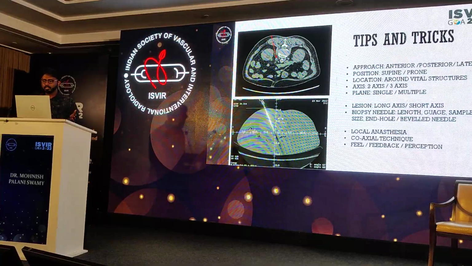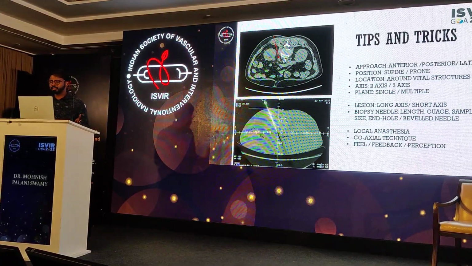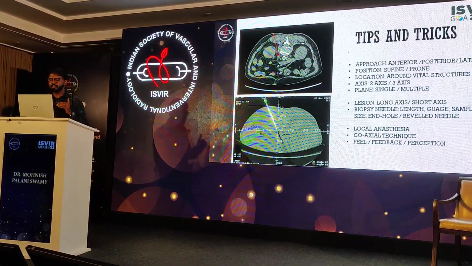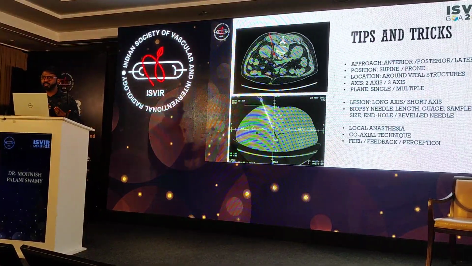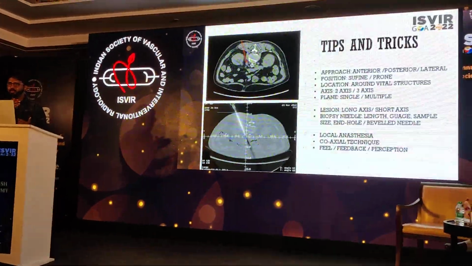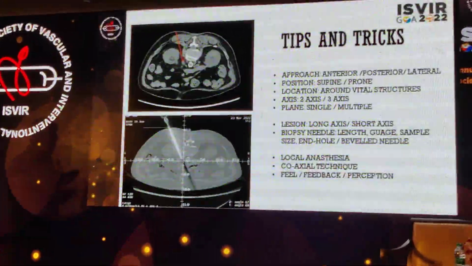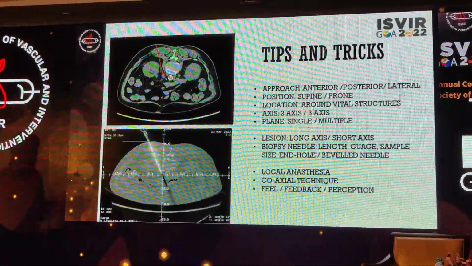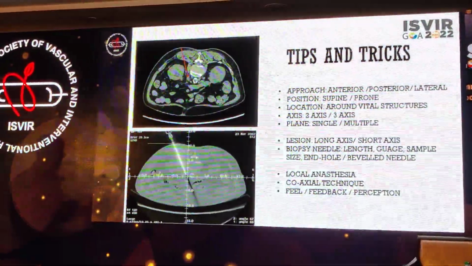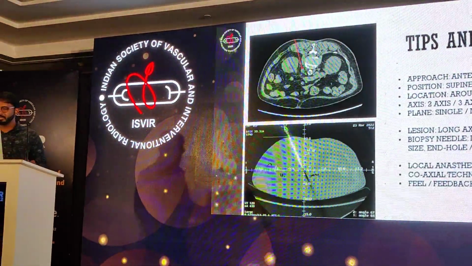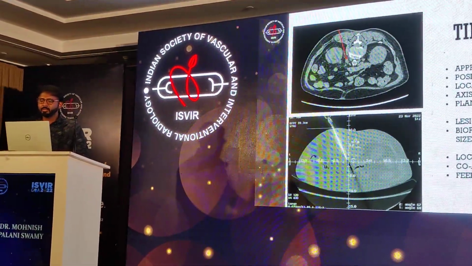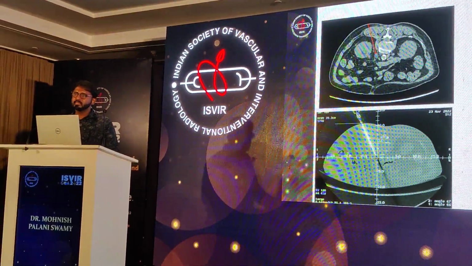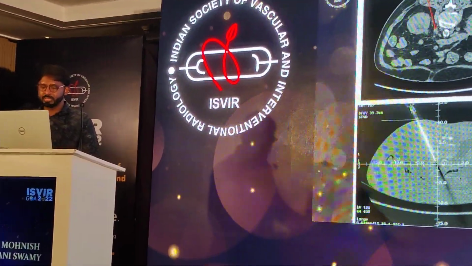And there are other things, like you have to look for other vital structures nearby, and you have to see what axis you are taking. Is it a 2-axis or a 3-axis? What I mean by 2-axis is, if you can see the entire length of the needle in one single image, that is called the 2-axis. And if you don't have a proper window there, you have to convert it to a 3-axis, whether in a single plane or multi-plane. You have to work those things out in your OPD, not before the procedure.